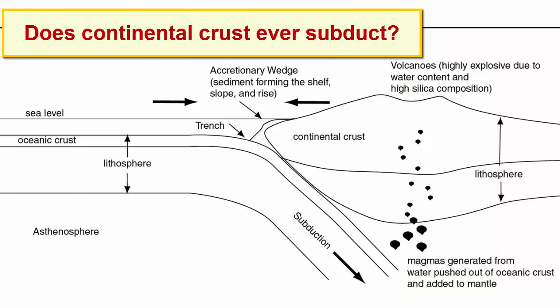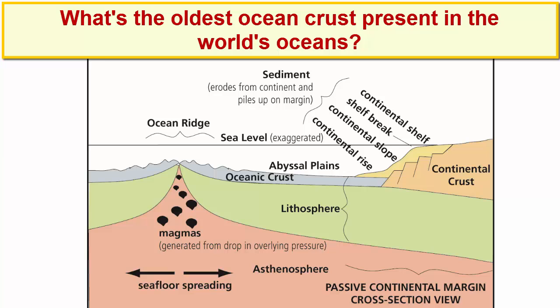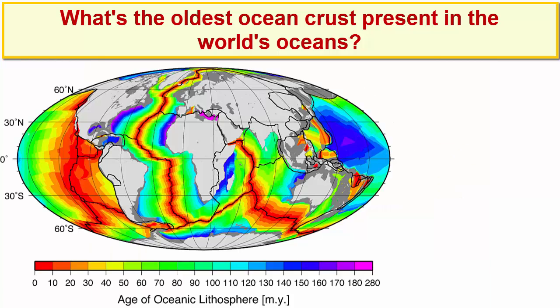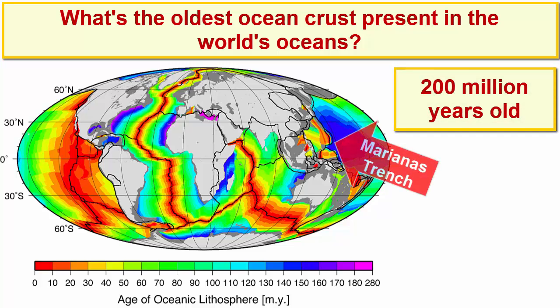Does continental crust ever subduct? No. Why not? It's the least dense material on the planet. How old does ocean lithosphere need to be before it detaches and subducts all on its own? All we can find to answer that question is the age of the oldest ocean rock currently residing in the oceans, and that's 200-million-year-old rock subducting under the Marianas Trench in the Pacific.